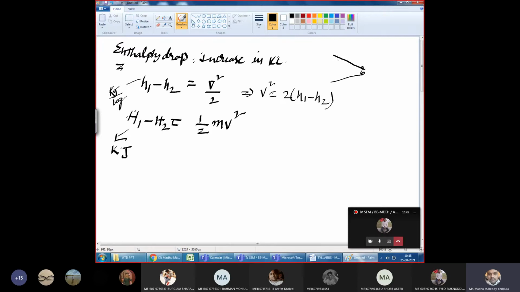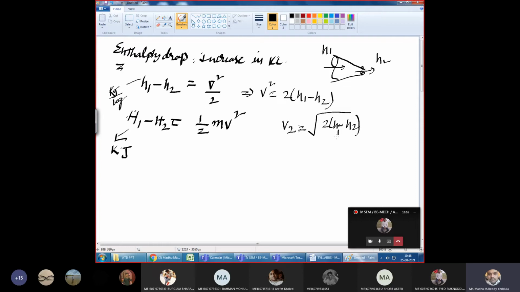Means if you see the nozzle, this is the inlet section, this is the outlet section. The conditions are H1 at inlet, H2 at outlet. Compared with the inlet velocity, the outlet velocity is much greater. Therefore, inlet velocity can be neglected, so we are getting only outlet velocity. So V2 is equal to under root 2 into H1 minus H2.